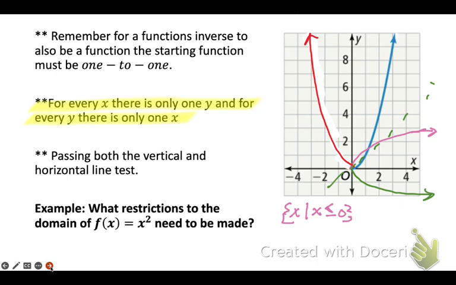But in general, does y equals x squared have an inverse function? No. But I could take its domain and do some stuff with it to make it have one.